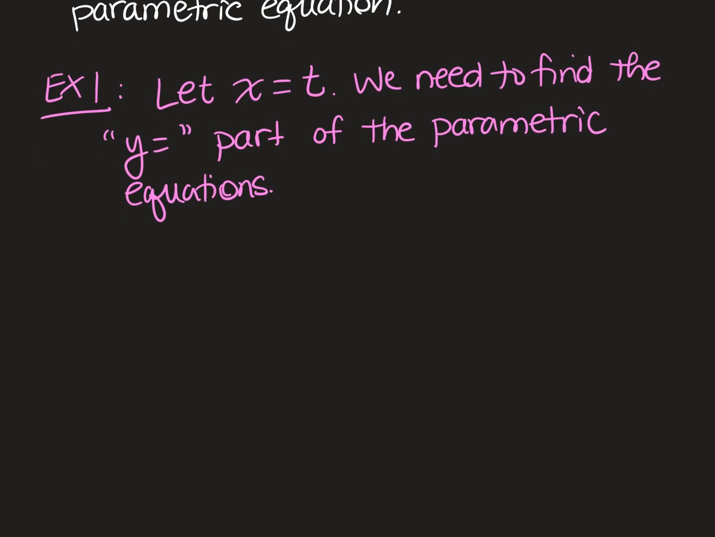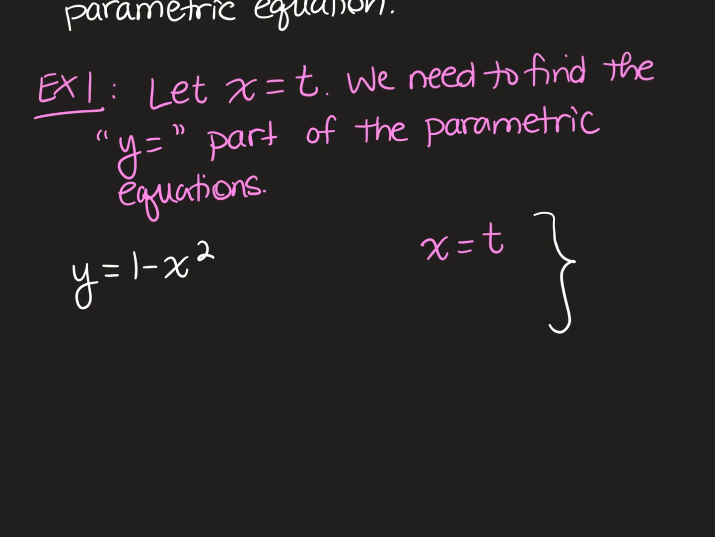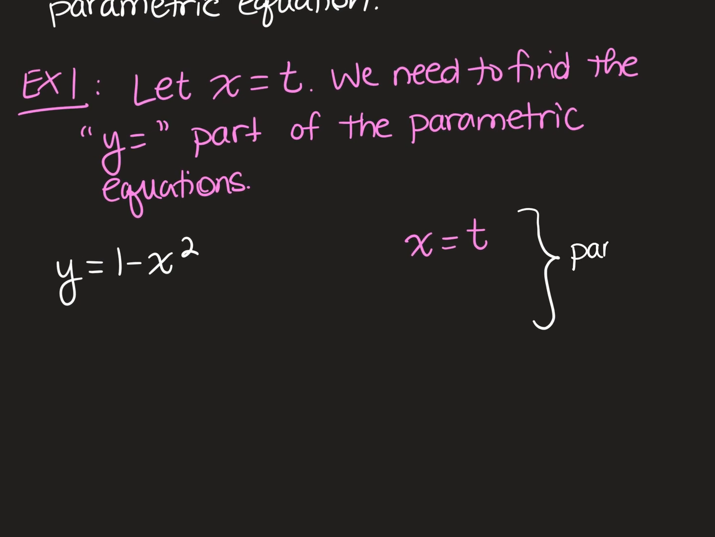So I have, and I'm just going to write this so we can see it. I have my rectangular equation, y equals 1 minus x squared. I have the x equals part of my parametric equations, and that's what my goal is. My goal is to write a set of parametric equations here. Okay, I've got the x equals part. The only piece that I'm missing is what y is. So this one's a little bit easier in that we have x is equal to t. So basically, in my rectangular equation, I can replace x with t. And that's what I'll do.